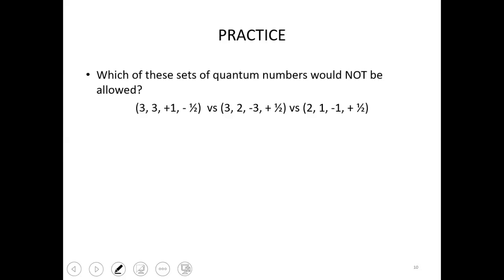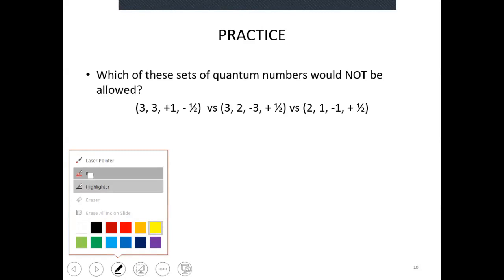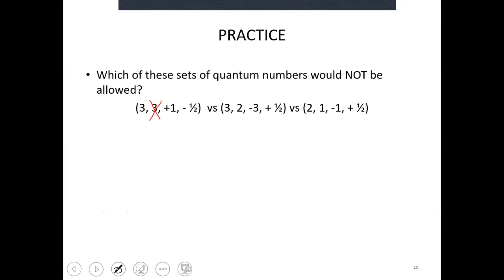So let's look at the first one here. I have 3, 3, plus 1, and minus 1/2. So what's wrong with that one? Right. If n equals 3, then L cannot be the same value. So that is not allowed. Remember, we said that L can only be 0, 1, 2, up to 1 less than the value of n. So the highest value you can have is 2. So the next one, it has 3. Then L equals 2. That's allowed.